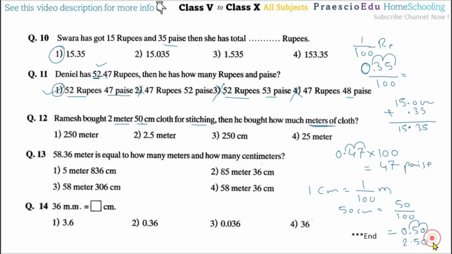So 2.50, this is in meter. In option number 1, 250 meter, no, this is 2.5 meter. Yes, this can be. So option number 2 is the correct one.